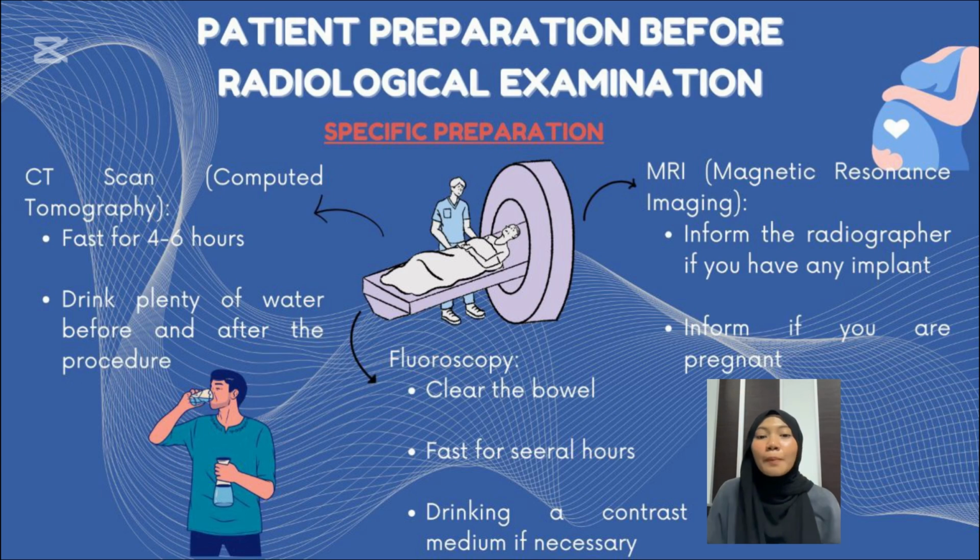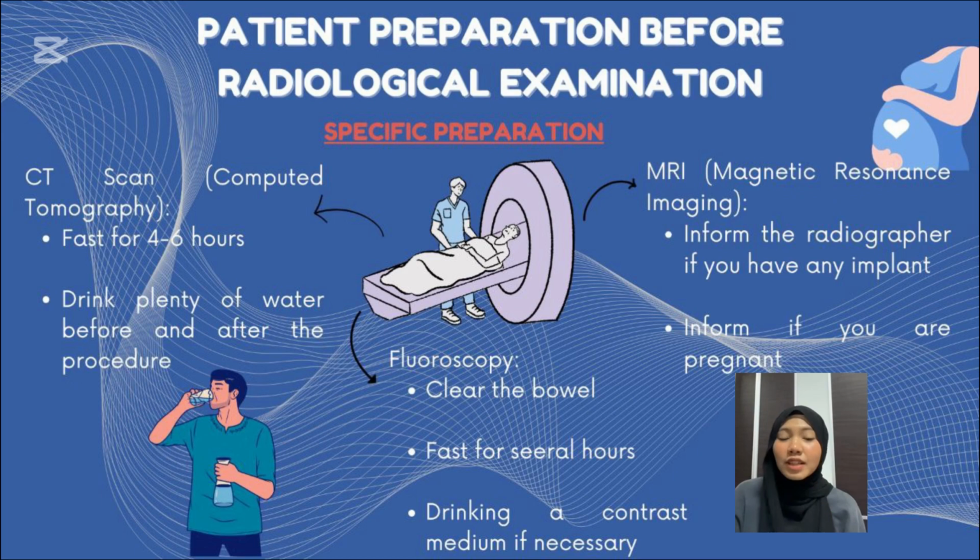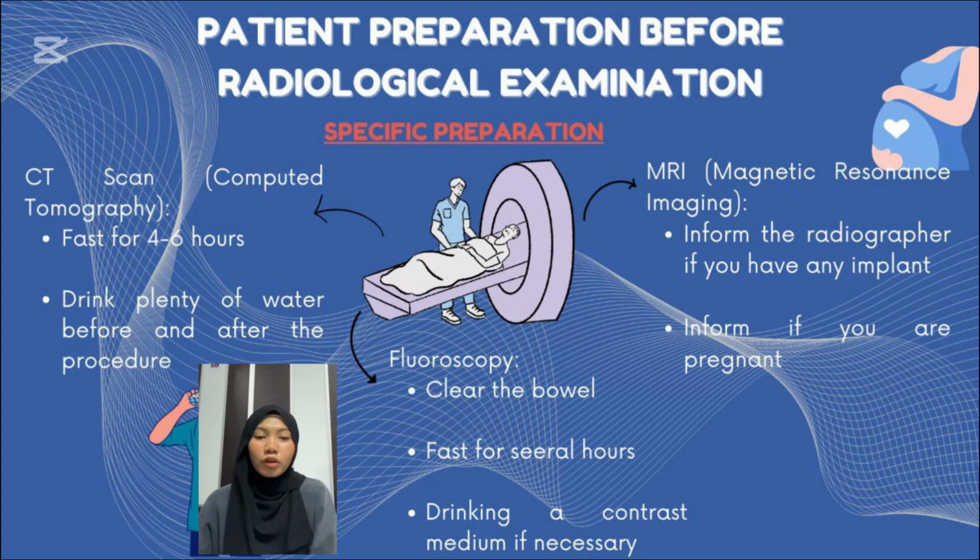First, fasting. Patients need to fast for 4 to 6 hours before the exam, especially if contrast dye is being used. Second is hydration. Patients need to drink plenty of water before and after the procedure to help flush the contrast agent out of the patient's system. Based on the procedure, bowel preparation might be necessary. For barium enema, it may be required to clear the bowel.